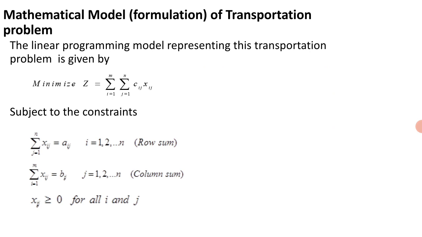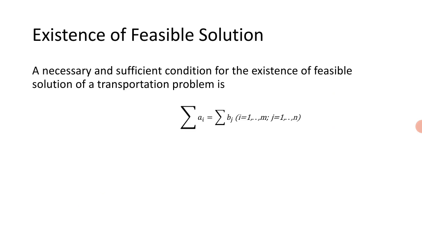The transportation problem is said to be balanced if summation i is equal to 1 to m ai is equal to summation j is equal to 1 to n bj. That is, if total supply is equal to the total demand. And if the transportation problem is balanced with this formula, it is actually the necessary and sufficient condition for the existence of a feasible solution of the transportation problem also.